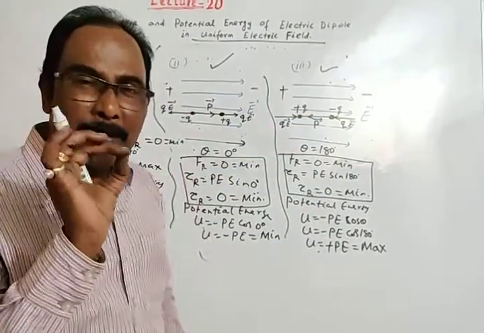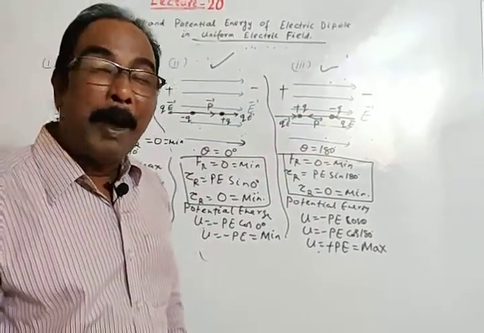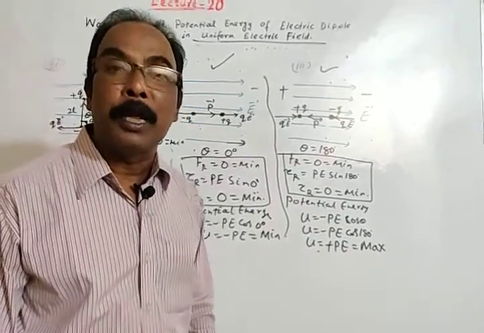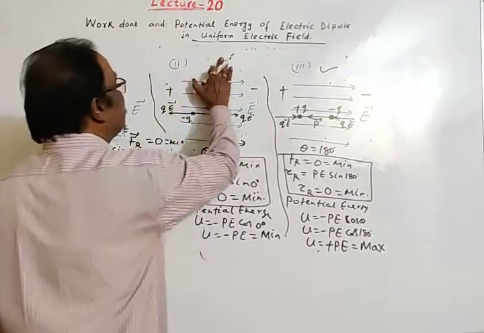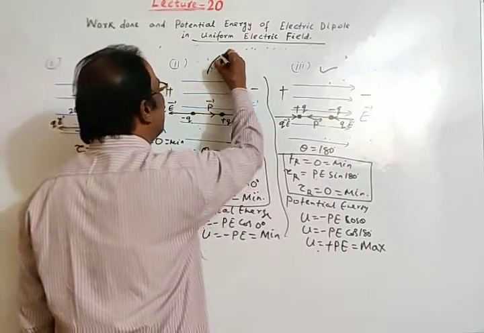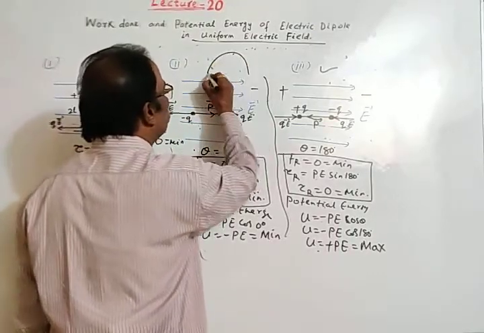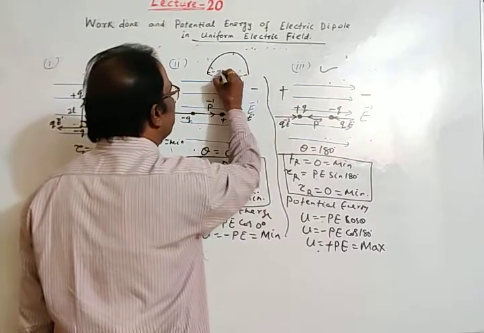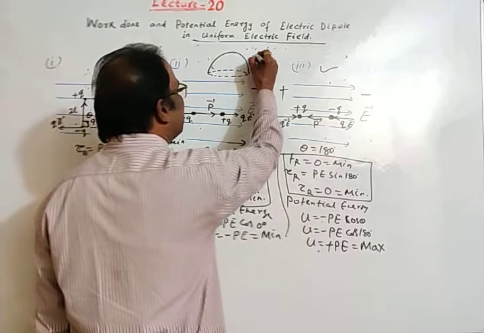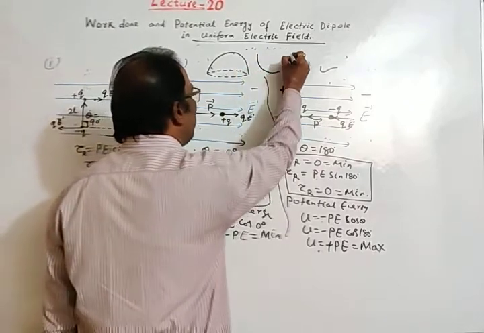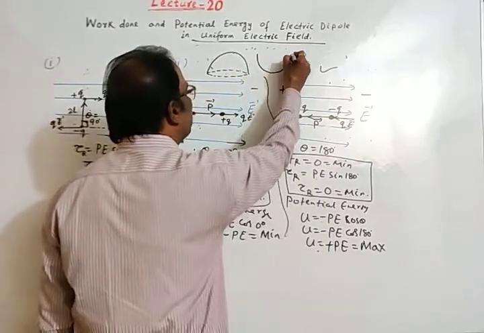I will discuss a small example with you about mechanical potential energy. See students, suppose this is a hemispherical bowl. This is kept like this. The same hemispherical bowl is kept inverted.